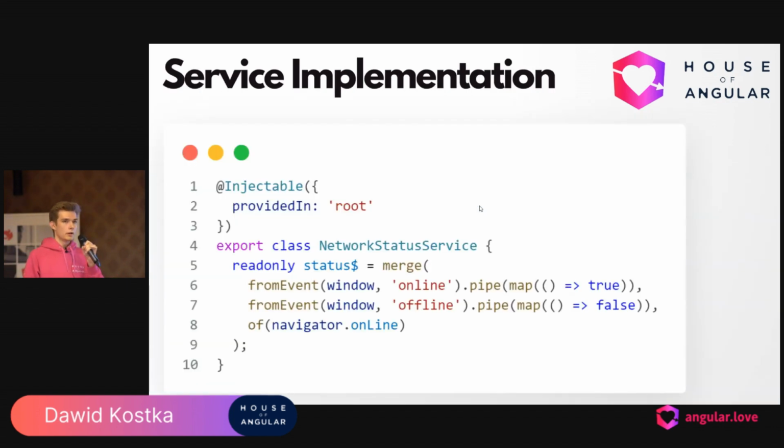All you have to do is to create a service with one status observable that merges two events, online and offline. Also, make sure to pass an initial value of navigator.onLine and subscribe to the stream. Just during the subscription, you can do whatever you want. So, for example, you can display a toast or some message to the user that he's lost his internet connection.